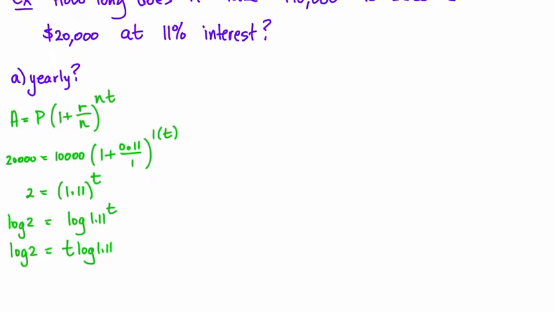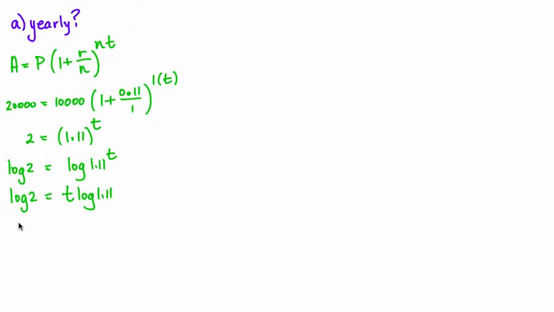Give myself a little bit more room here. And t would be equal to log 2 divided by log 1.11. And again, I need my calculator to solve this. And I get about 6.64 years. So it's going to take a bit of time, and that is a very, very good interest rate for our current economy. What happens if I up this and I say monthly?